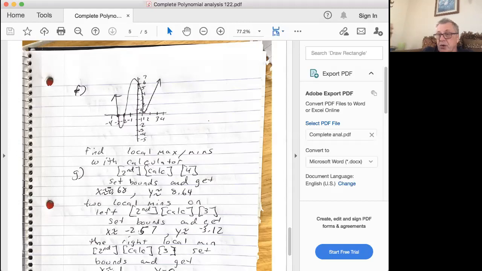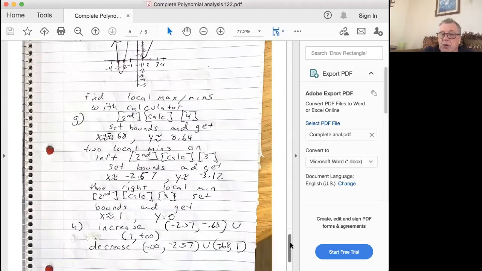Since it just touches the graph there and curves back up, it's going to be whatever the x value is, and the y value is going to be 0. But the left one is in between 2 zeros, so I don't know quite what it is yet. So we go through the process. We set our left and right bounds, and it tells me it's at approximately minus 2.57, and it gives me a y value of minus 3.12. Now I want to know what that y value is so I can set my window correctly to get a good graph. And to find the other one, it just verifies it's at 1, 0.